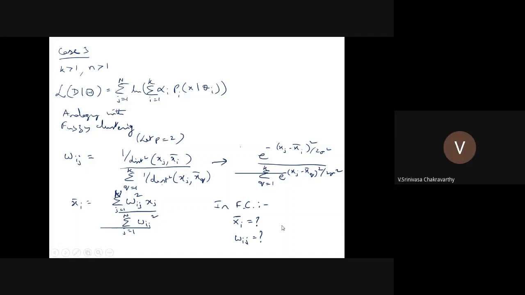In case of this expectation maximization by Gaussian mixture model, so what we call this is expectation maximization using a Gaussian mixture model. So that's what this whole algorithm is called.